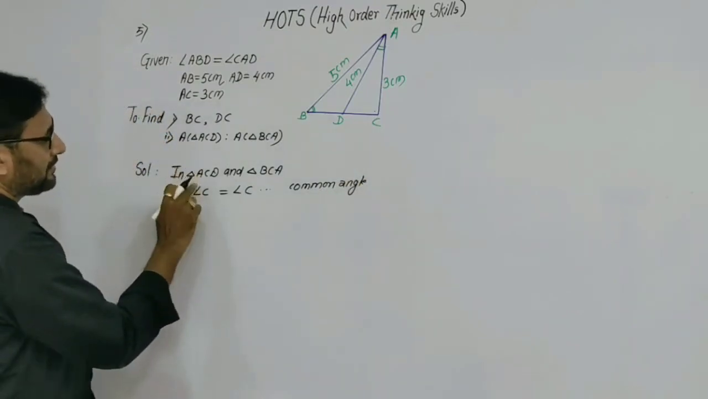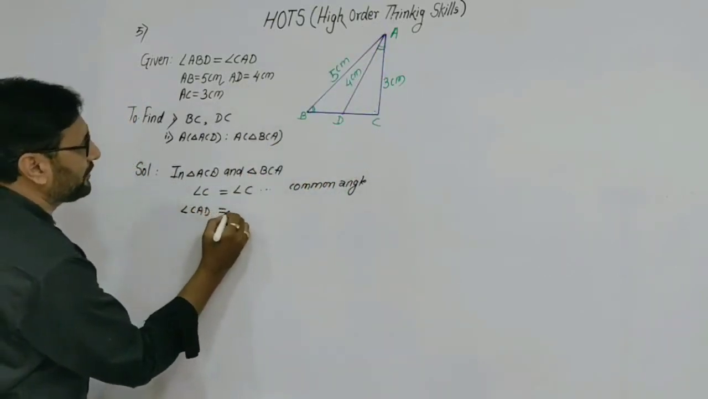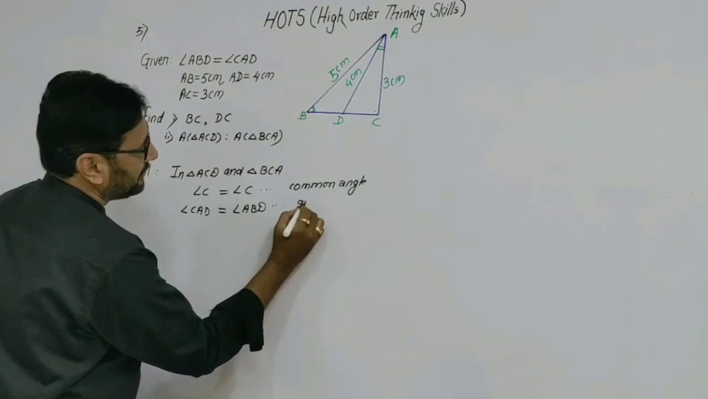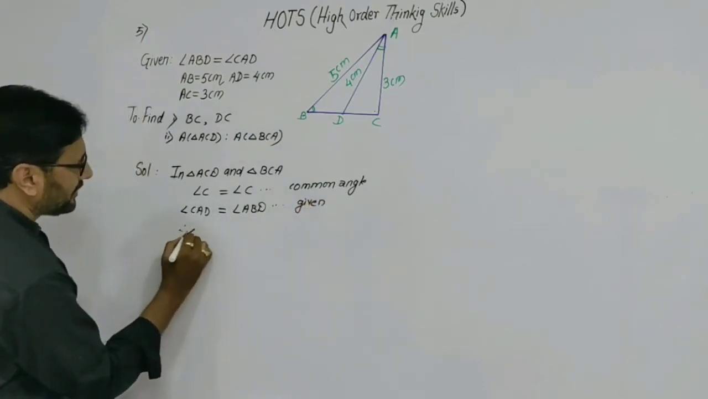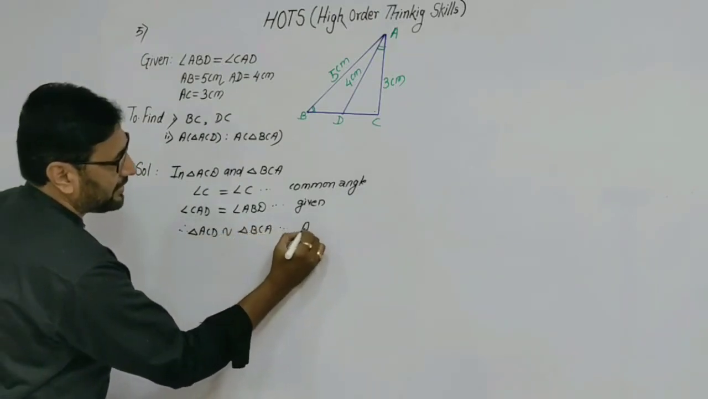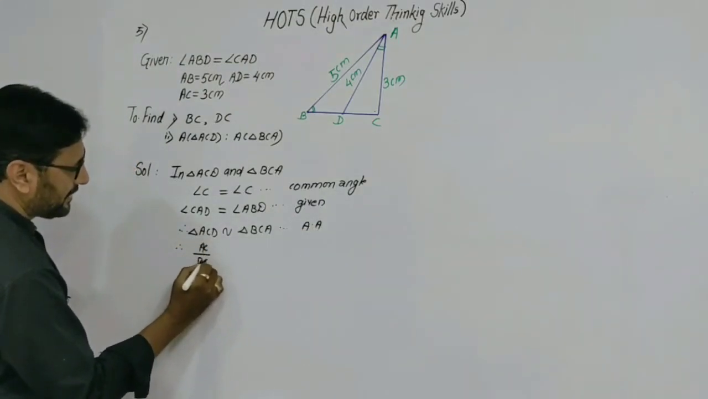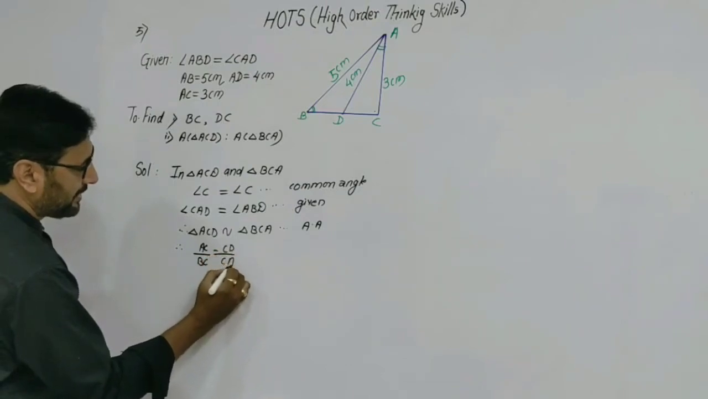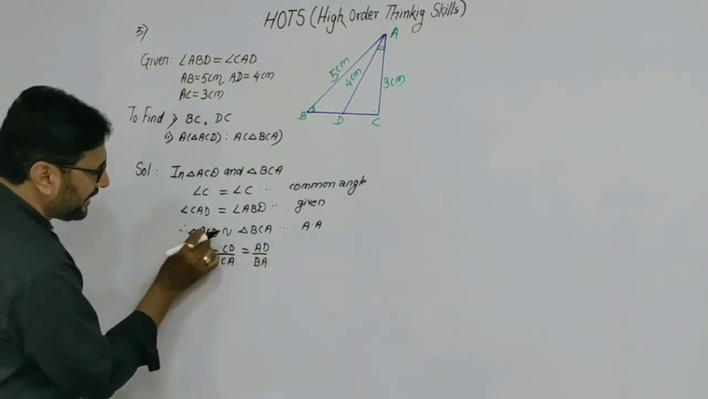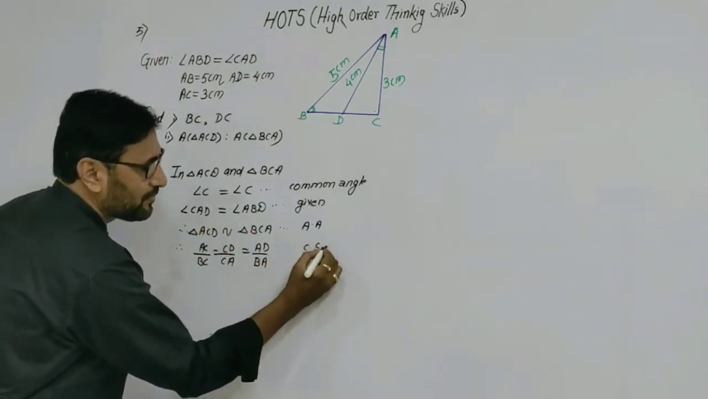Angle CAD is equal to angle ABD, given. Therefore, triangle ACD is similar to triangle BCA, AA test. Therefore, AC upon BC is equal to CD upon CA is equal to AD upon BA. How to write corresponding sides? AC upon BC, CD upon CA, AD upon BA, corresponding sides of similar triangles.